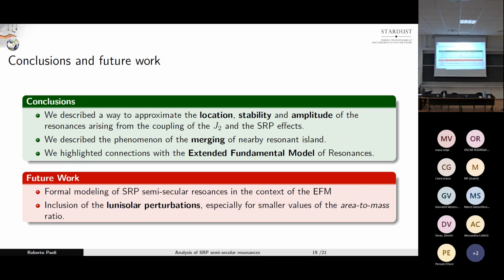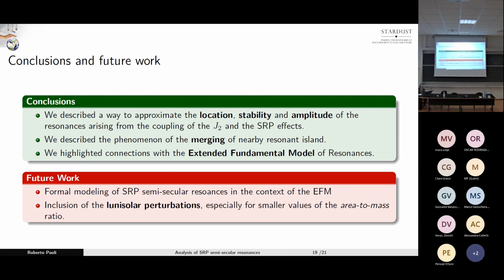So let me remark the conclusions of this work. We provided approximations for the location, stability, and amplitude of the presented problem. We described the interesting phenomenon of the merging of nearby resonant islands and their connections with the extended fundamental model. Future work includes a formal modeling of solar radiation pressure effect in the context of the extended fundamental model, and the inclusion of the lunisolar perturbation to have a more realistic model.